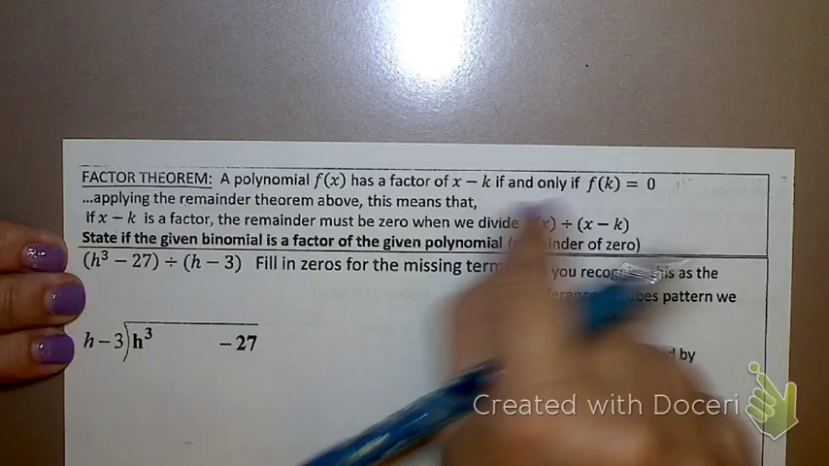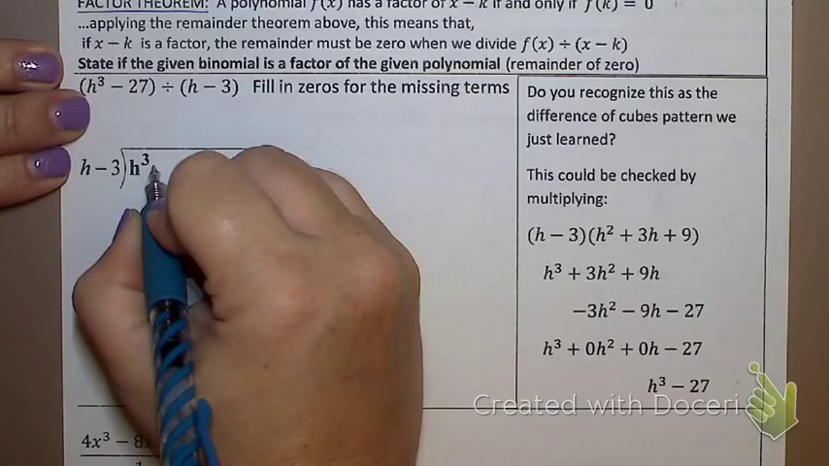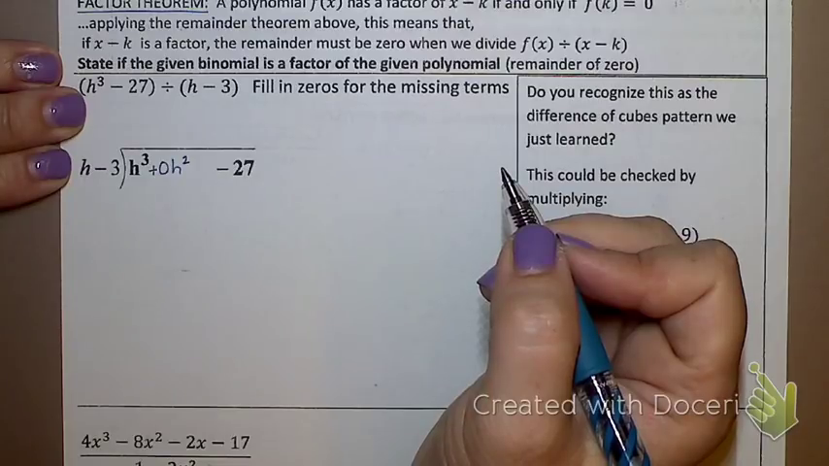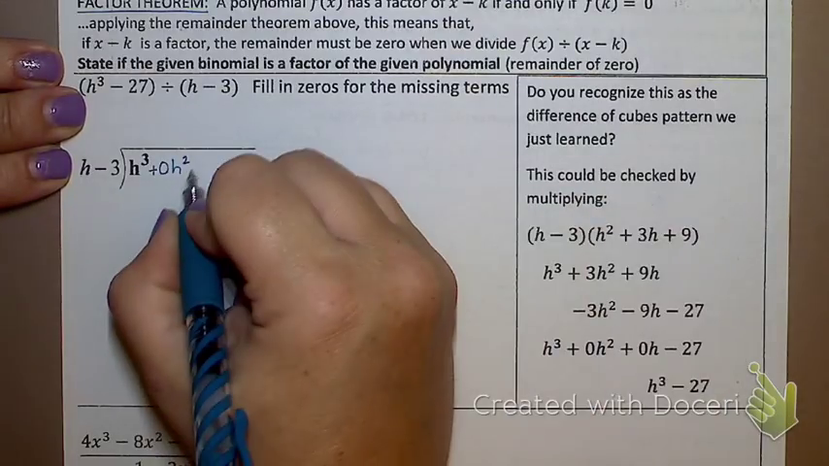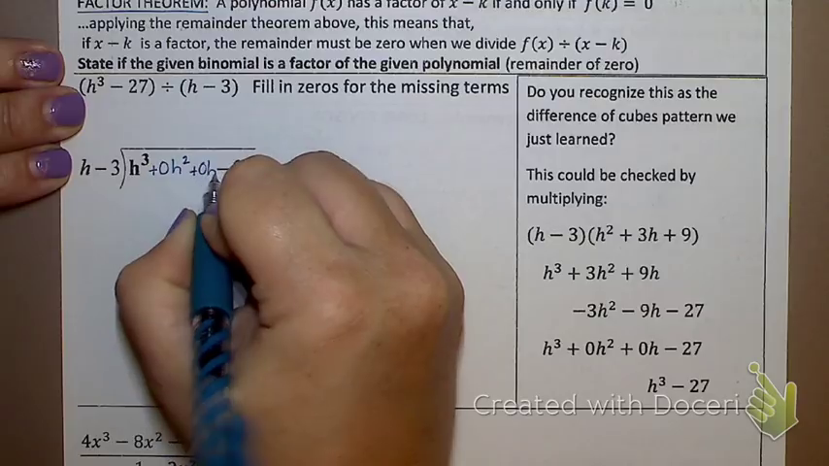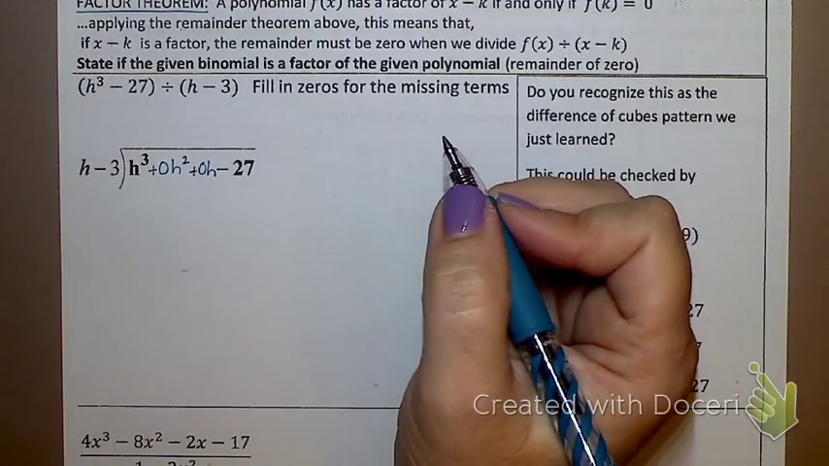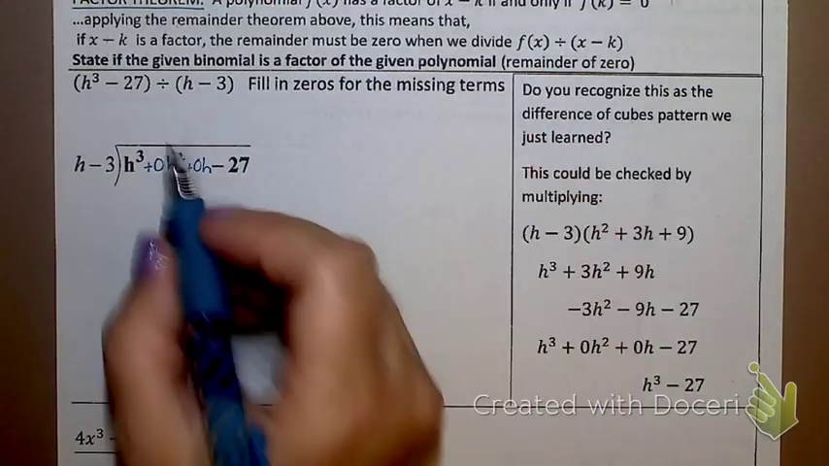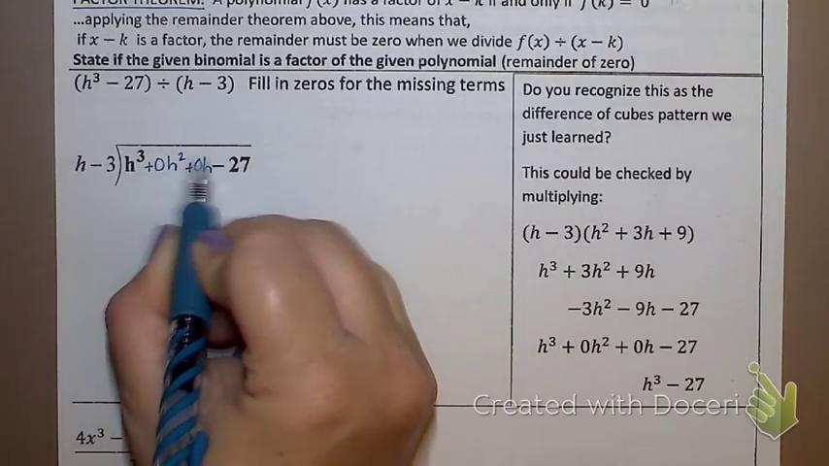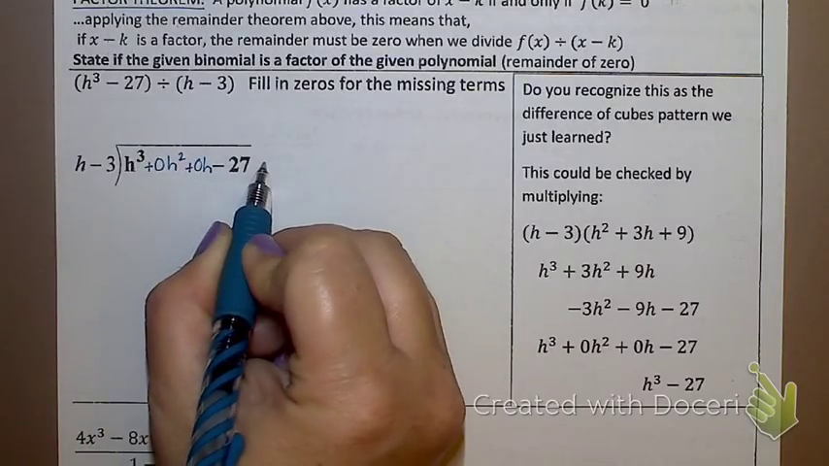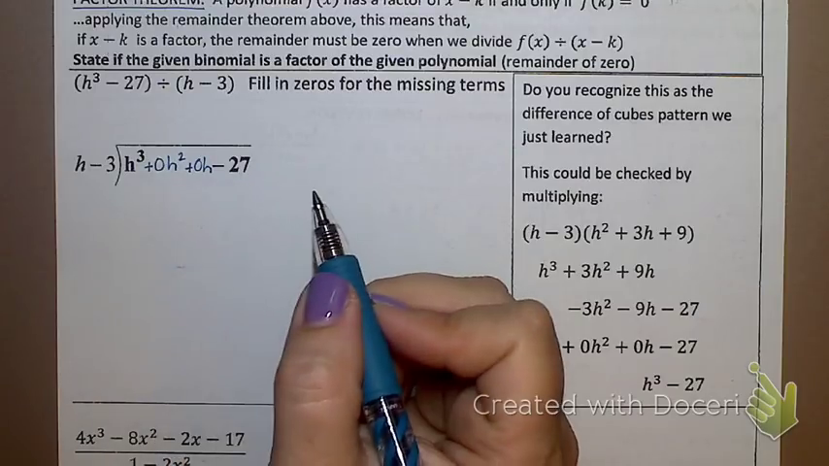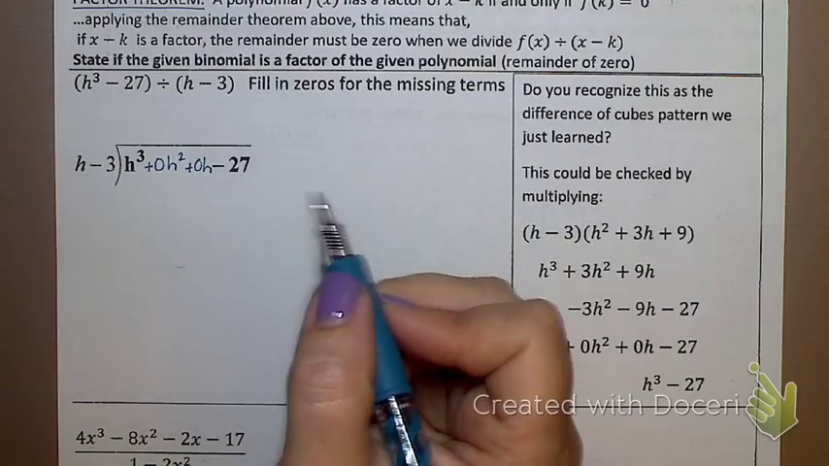I have a cubed column. What do I need next? So I'm going to put plus 0h squared. That's my placeholder for the squared column. I also need a column for h to the first power. So I'm going to put plus 0h, and then I have my constant there. Okay? So if I look standard form, I now have 3, 2, 1, 0. I have 2 placeholders I need there. Kind of sort of makes sense?